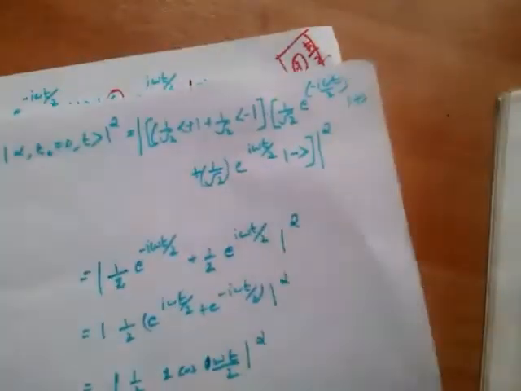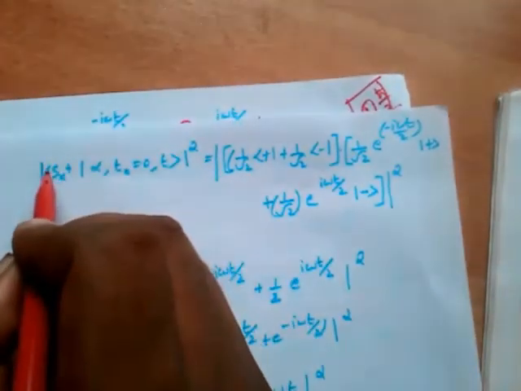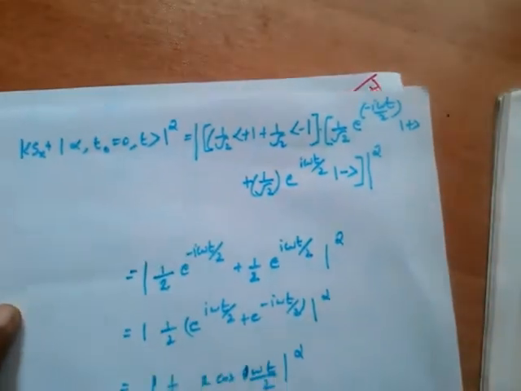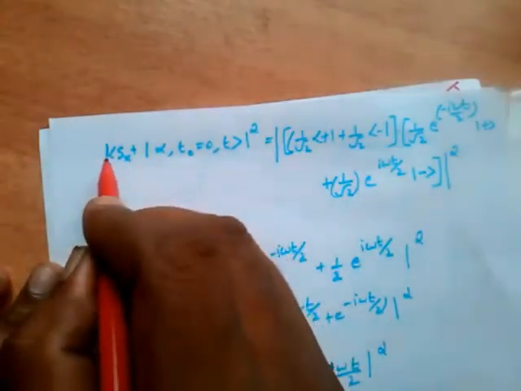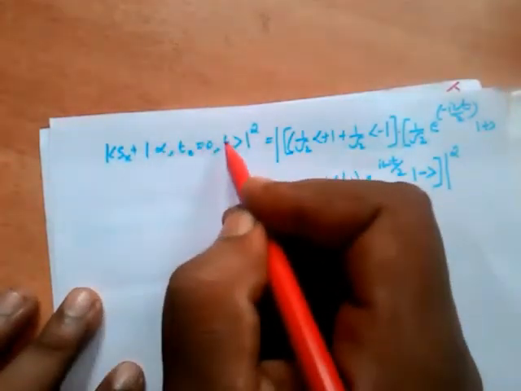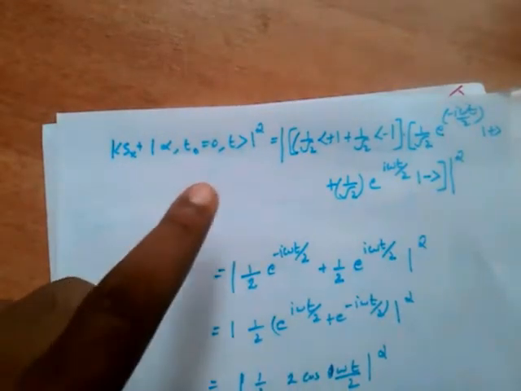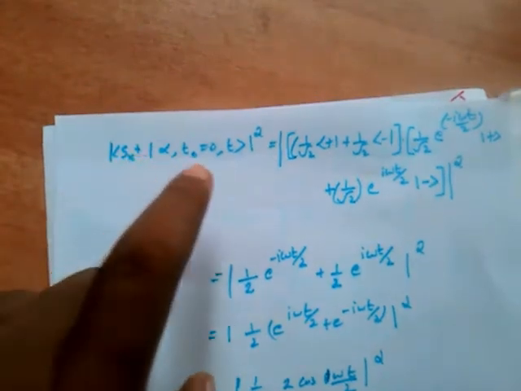At later time t, we need to find the probability of finding this particle in the Sx plus state. The probability is the mod square of the inner product of Sx plus and alpha at time t. This is the way we find the probability of finding the particle in Sx plus at later time t.